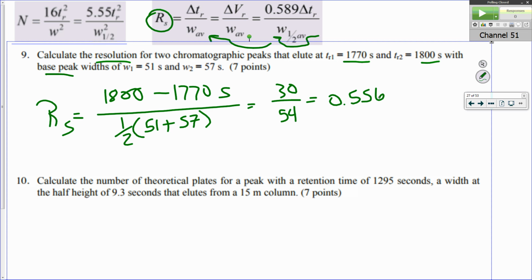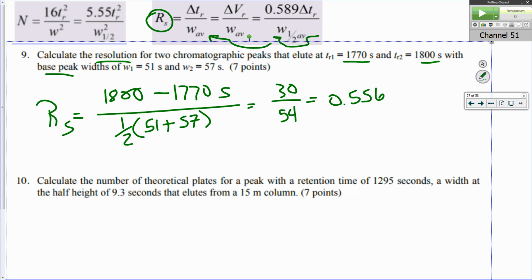So this answer is always above, or below, 1? No, it could be either. Selectivity is always above 1, the alpha term. But resolution can be 0. If two things are co-eluting, resolution is 0. It can be, but it can be lower. It can't be negative. What year is it there? 15, I think, because last year I didn't get into any chromatography.